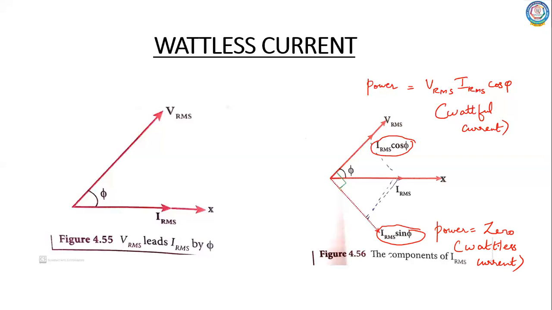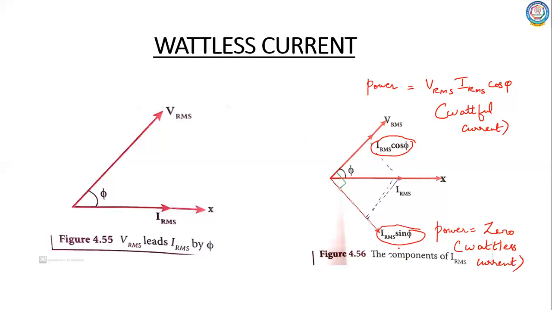Now, in which circuits will you have wattful current and wattless current? Let us consider the first circuit, which is a pure resistive circuit. We know that in a pure resistive circuit, the phase angle between the current and the voltage is 0. So cos 0 becomes 1, and the power is VRMS IRMS. Whenever we have the power value as VRMS IRMS, you call the current produced wattful current. So which circuit will produce wattful current? An AC circuit with a pure resistor.